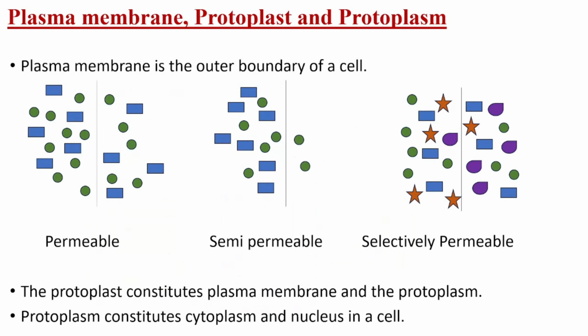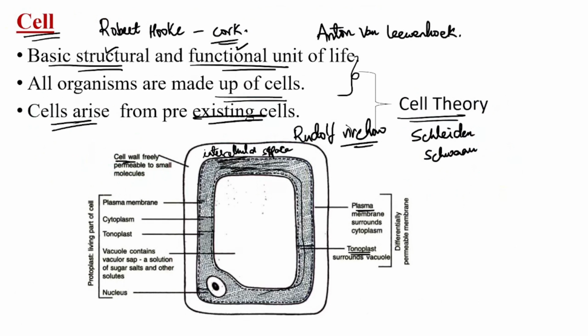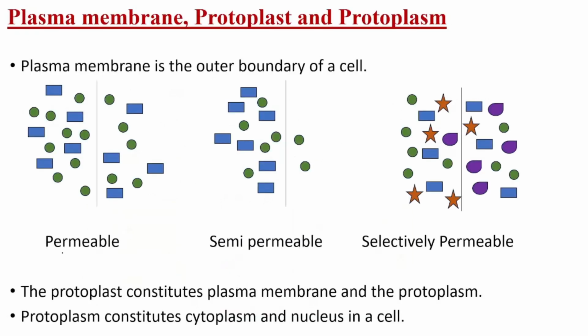Now, before understanding the mechanism of how this transportation takes place, let us clearly understand plasma membrane, protoplast and protoplasm. We have seen that the cell is surrounded by a cell wall, but we never consider the cell wall as the outer boundary of the cell. Instead, the plasma membrane acts as the outer boundary of the cell. Why is it so? Basically, membranes can be of three types. They can be permeable, semi-permeable or selectively permeable.